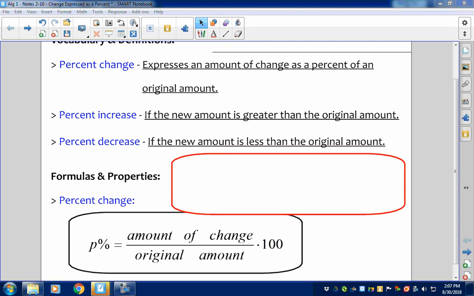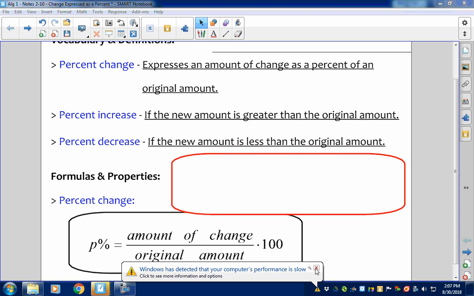You just take the amount of change, like in my example where we went from $20 down to $16. We're shopping and there's a shirt that was $20, it was on sale for $16. The amount of change would be $4. That's what would go on top. And the original amount isn't the 16, that's the new amount. The original amount is the 20. So you'd put the 4 over the 20, which gives us 0.2, and then multiply by 100 and you get 20%. So that's the process. It's pretty easy to do.